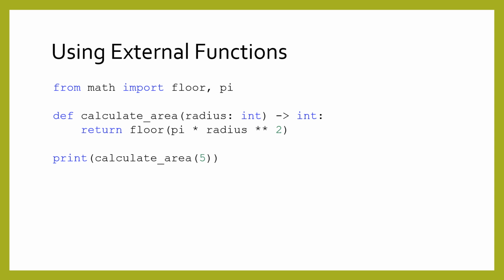In this example, we import a function and variable from the math module to calculate the area of a circle and floor the result. Flooring means to remove any decimals and is also known as truncation.